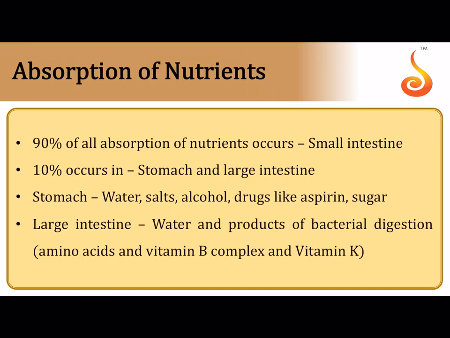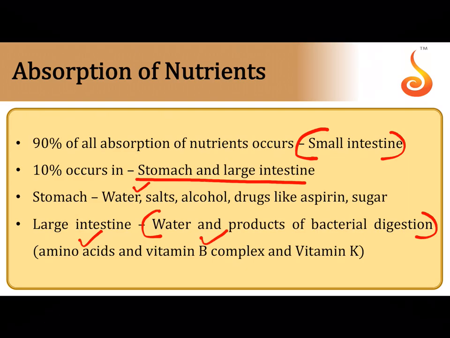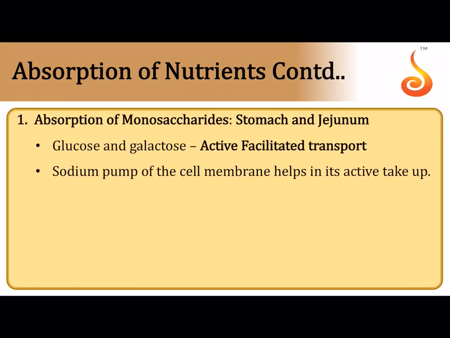Absorption of nutrients. 90% of all absorption takes place in the small intestine. Of course, absorption also happens in the stomach and the large intestine. In the stomach, water, salts, alcohol and drugs are absorbed. Mostly water and products of bacterial digestion such as amino acids and vitamins are absorbed in the large intestine, and even certain drugs are absorbed in the large intestine.